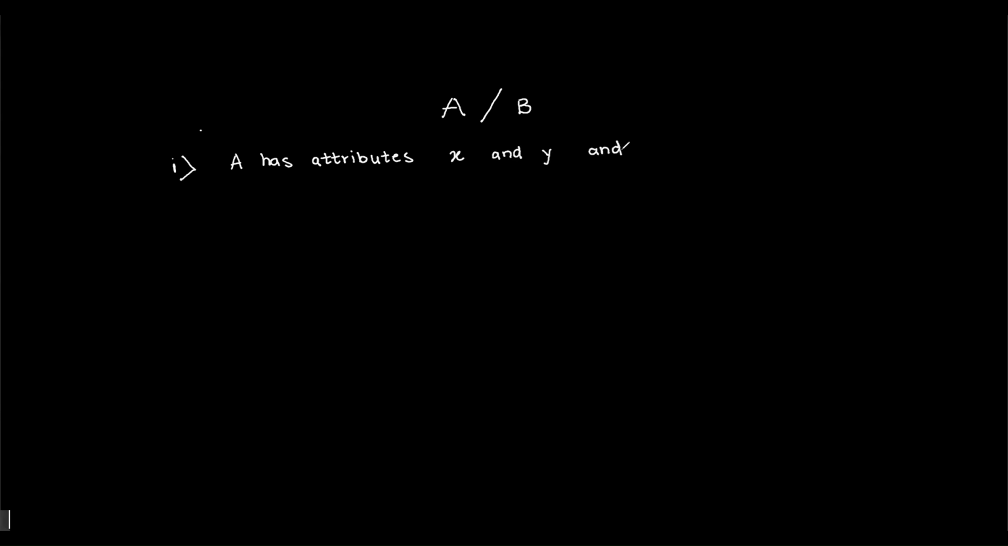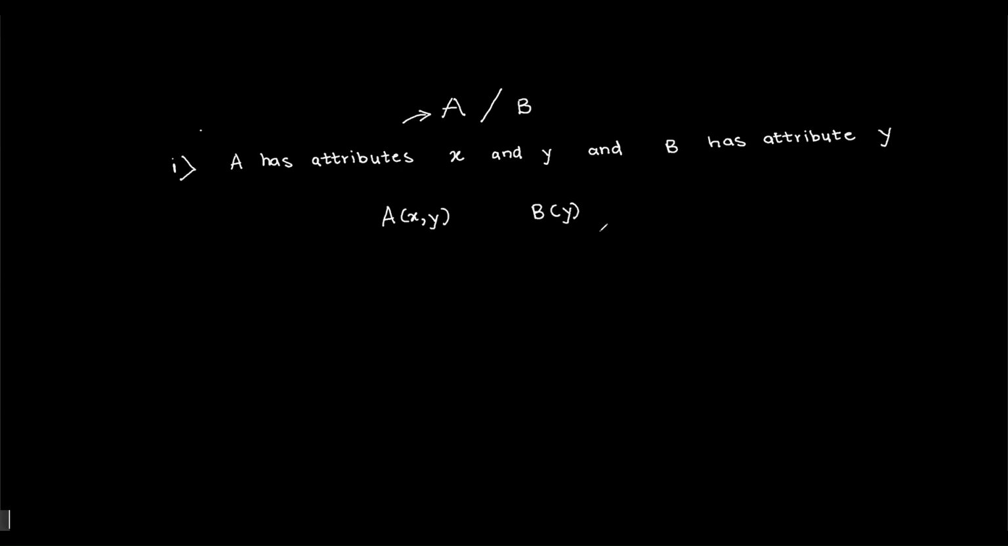And B has attribute Y. This is the first and foremost requirement that should be met if you are applying the division relational algebraic operation on two relations called A and B. This is a very important condition that should be met. This can be given as A(x, y) and B(y).